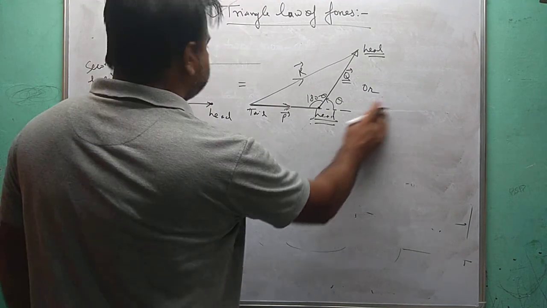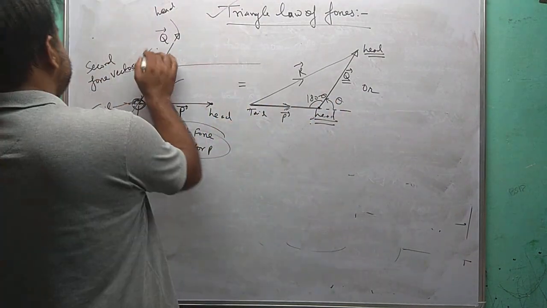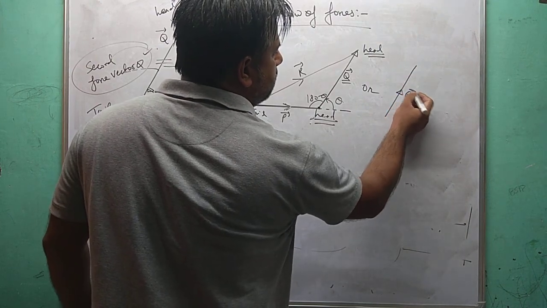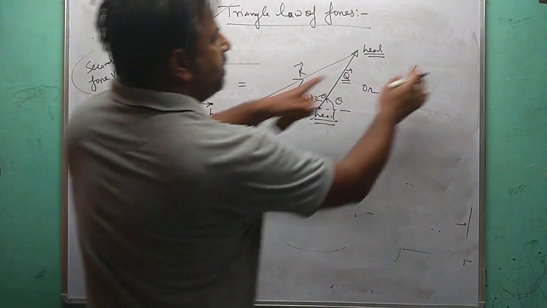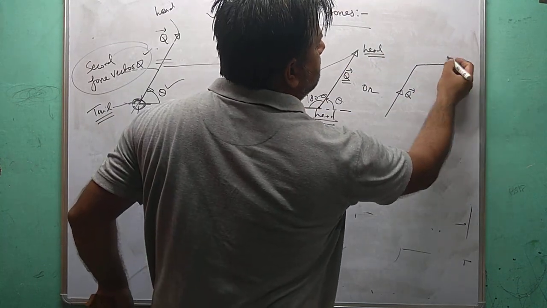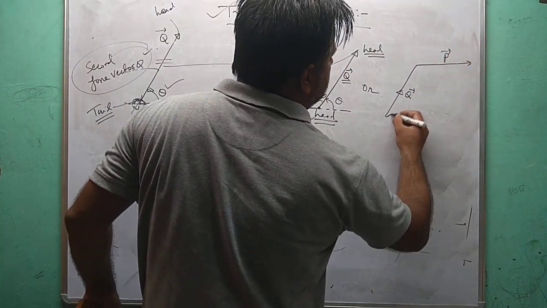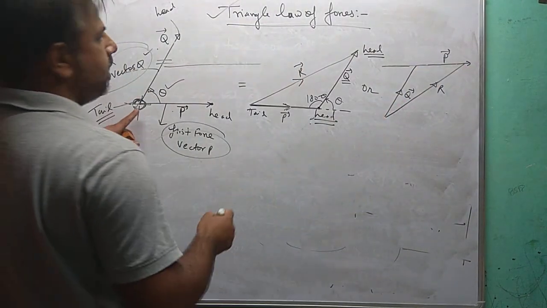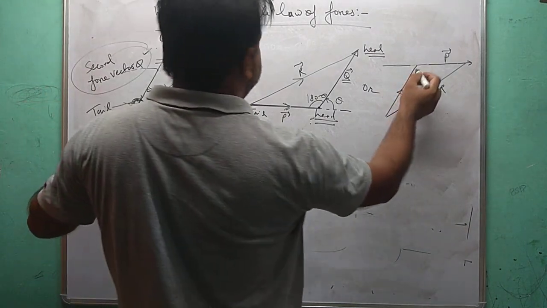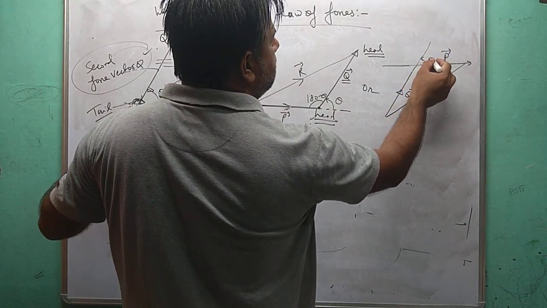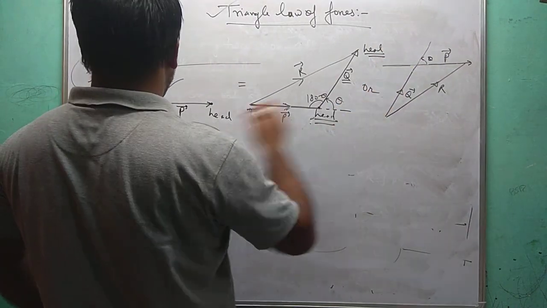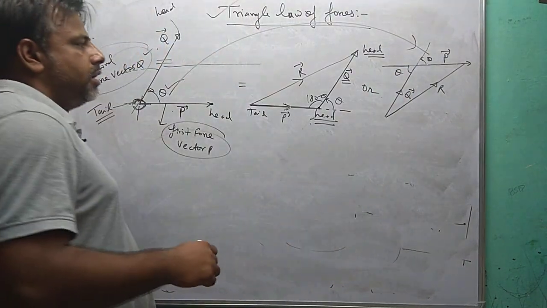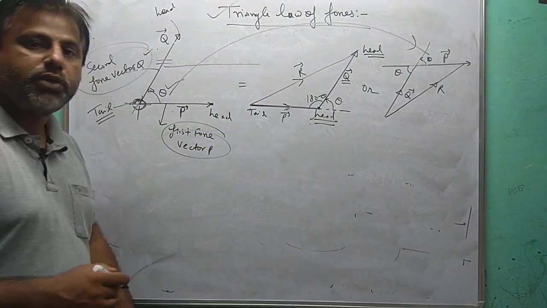Or you may represent it also like this. Suppose this is my first vector Q, and the second vector you may shift here like this. This is the P vector, and the resultant you may represent like this. Similarly, this angle is your theta. So here this is the theta. So to find out the resultant you may apply the cosine rule.